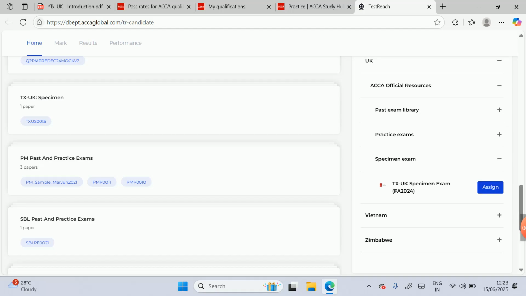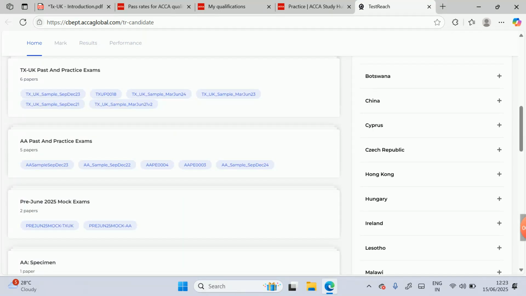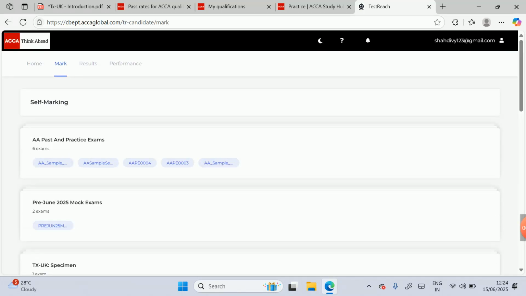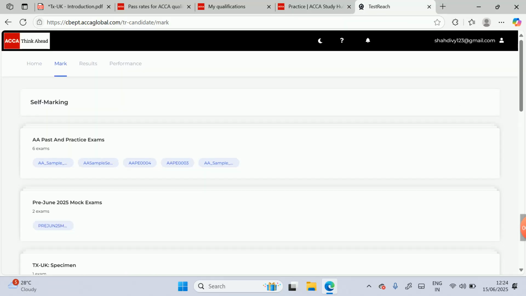So all you need to do is assign it and it will be shown in your tax specimen, right? And then you can self-mark it too. And yeah, this much would be enough. Okay, there are other resources too. There are technical articles too for a better understanding of the concept, but that's when you are already done with the study text, your exam kits and your ACCA study hub. If after that you want in-depth understanding, you can go for the technical articles.